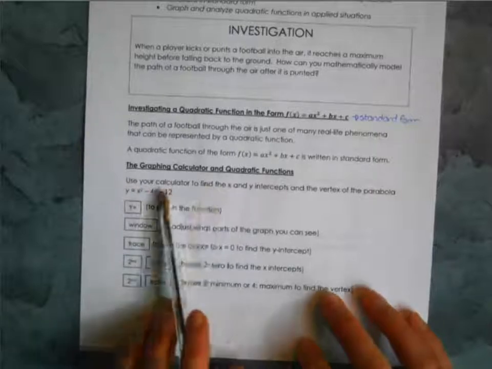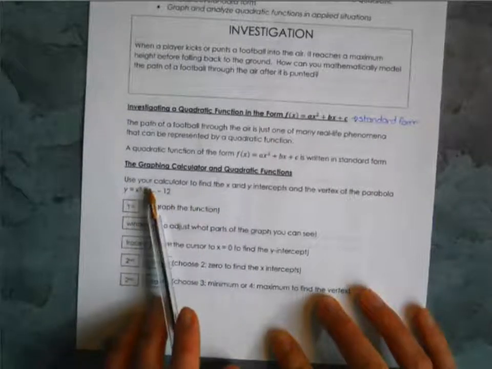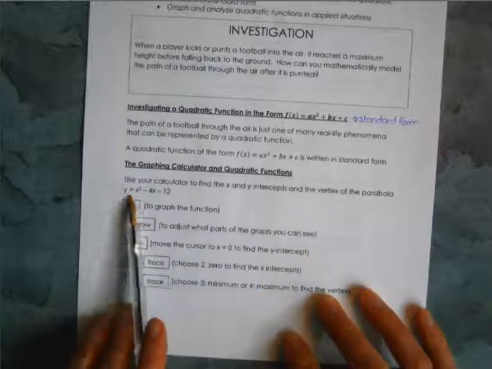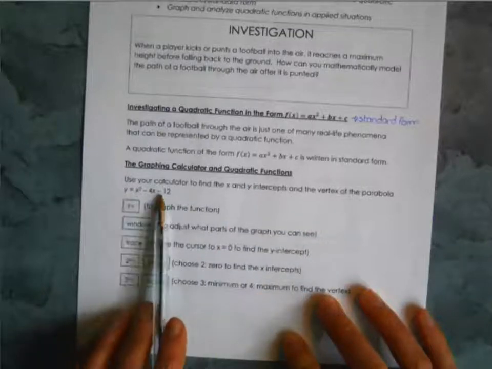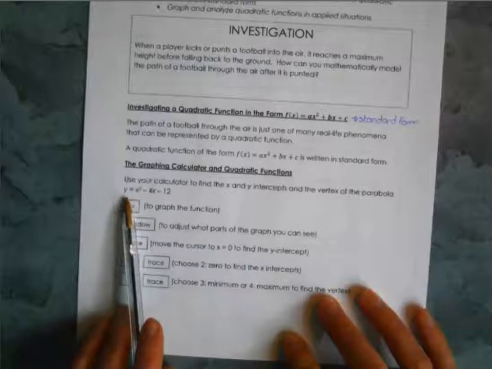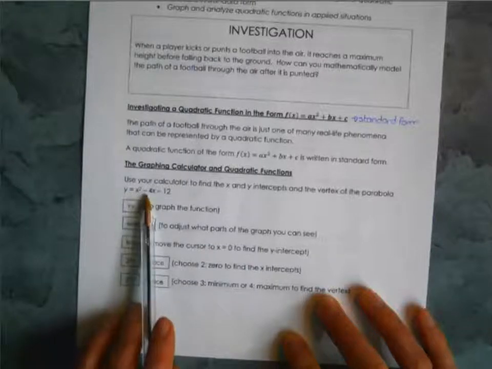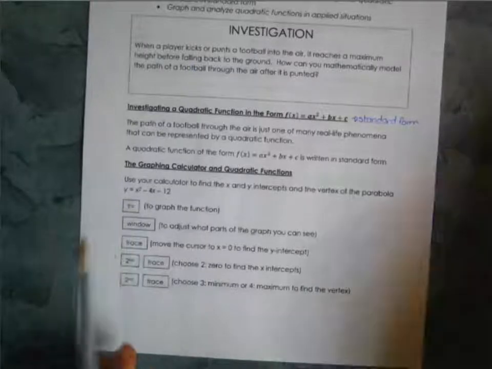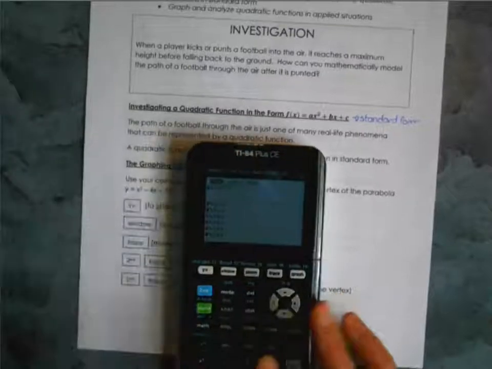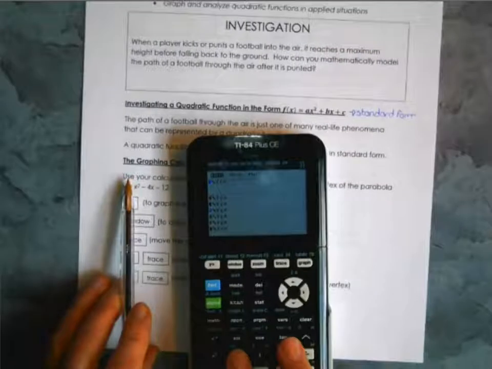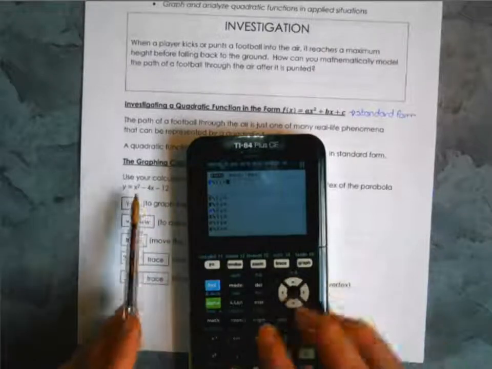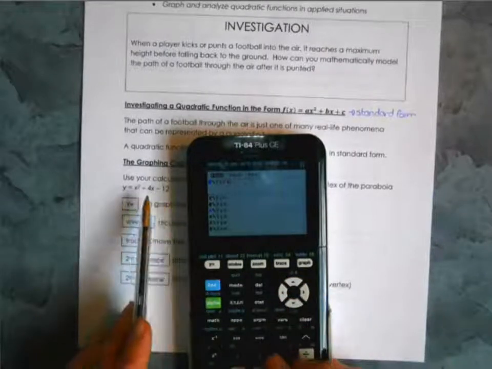In this particular case, it says to use your calculator to find the x and y intercepts and the vertex of the parabola. So we have this quadratic, which is y = x² - 4x - 12. We're going to start out here by doing a little bit of an introduction of how to use your calculator. Like we mentioned last time, you're going to go into your y= part of the calculator to enter in your graph.